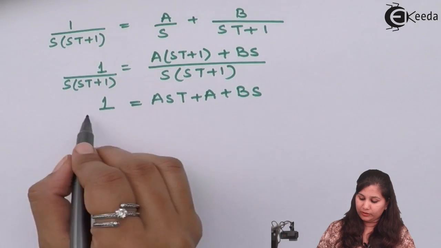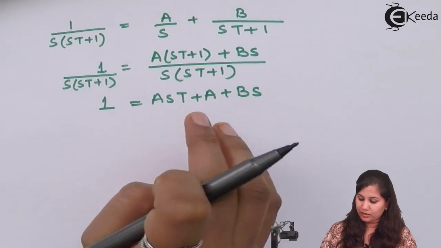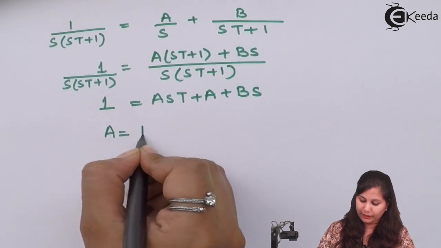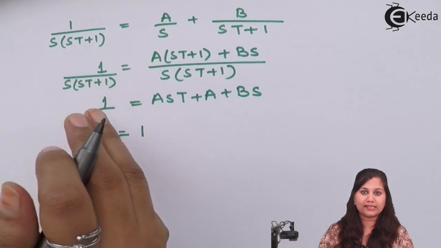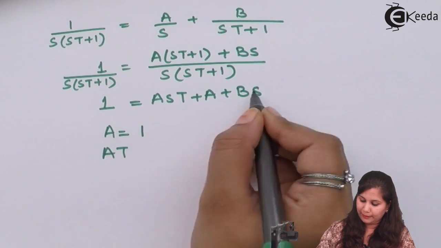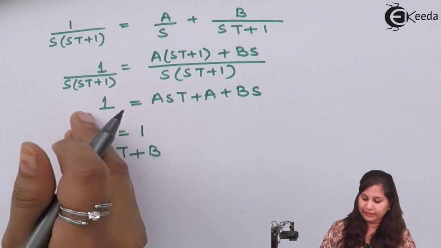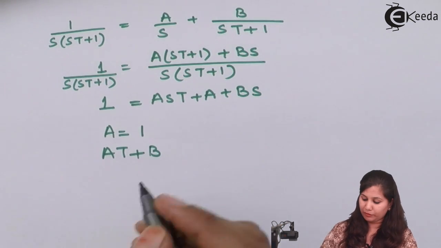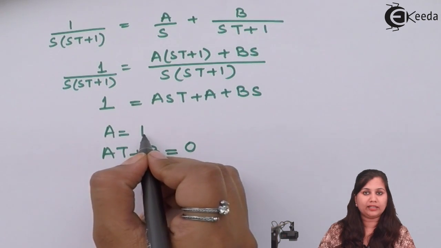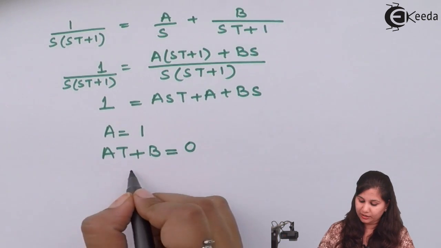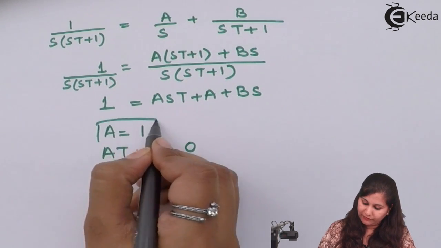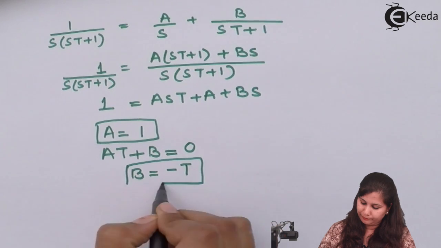Now if we see the left and the right hand side of this equation, the constant term on the right hand side is a. So a will be equal to 1 because the constant term on the left hand side is 1. Now here the coefficient of s is a plus b, and on the left hand side the coefficient of s is not present, so it will be equal to 0. A we have already calculated, it is 1, so put the value of a here. So b will be equal to minus T. So we have got the value of a and b.